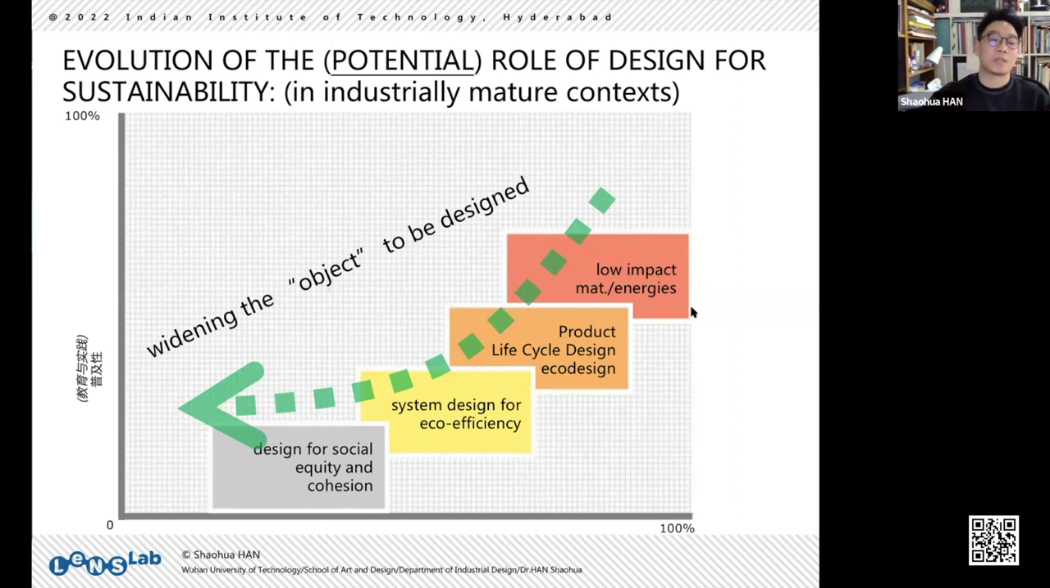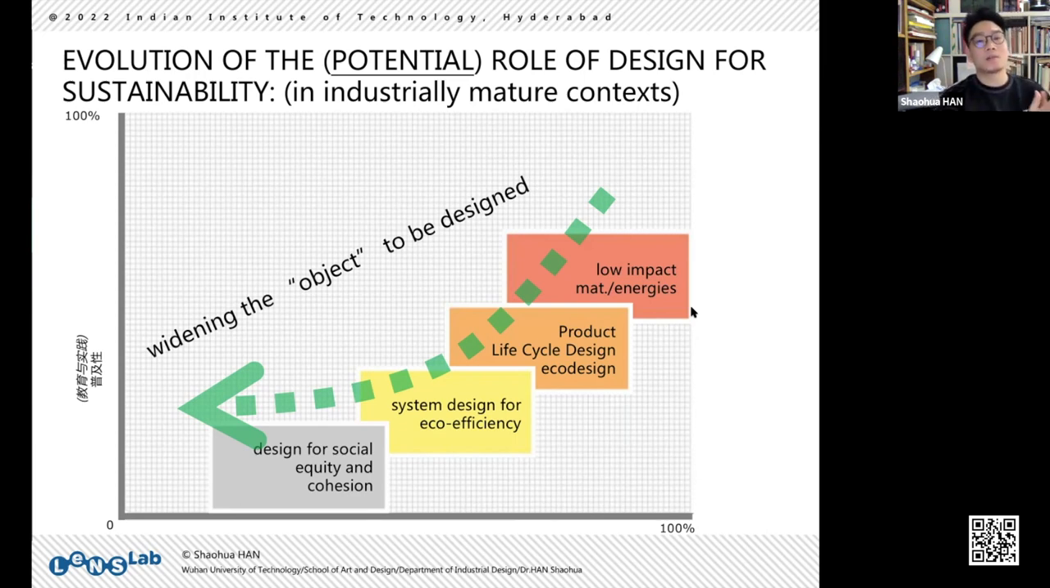And then we come to the main part for me, the system design for eco-efficiency. That means that mostly we did product service systems in the third part, the yellow part in the slide. From this part, we start to put some service in the system. In the first two parts, we just have products to solve the problems, but from the third part, we combine the service with the product to make a system solution.